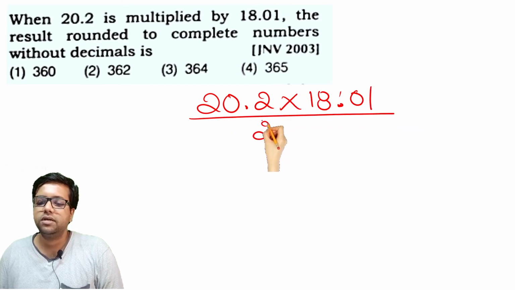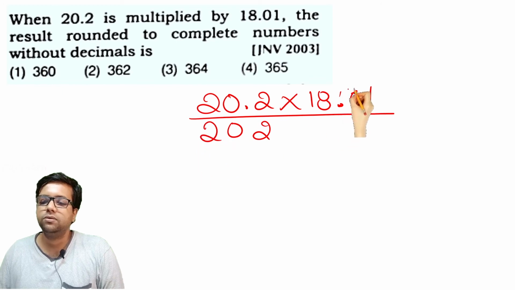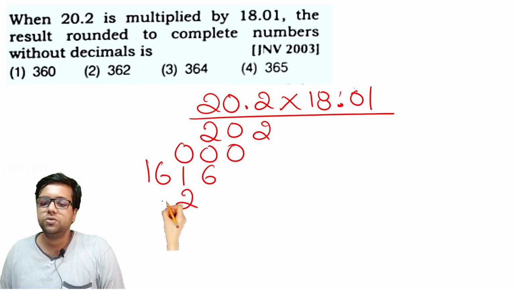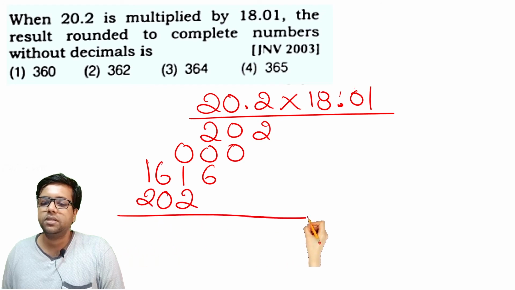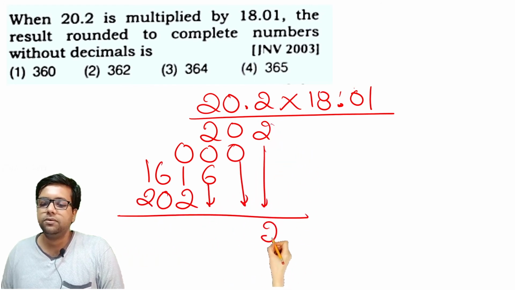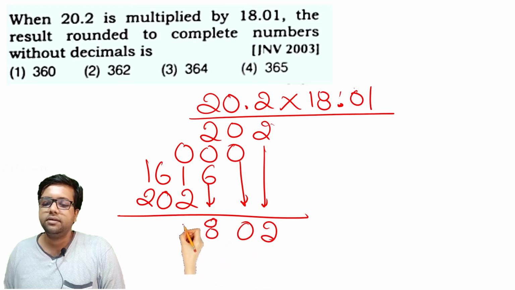So 1 2 is 2, 1 0 is 0, 1 2 is 2, 0 2 is 0, 0 0 is 0, 0 2 is 0, 8 2 is 16, 8 0 is 0, 1 2 is 2, 1 0 is 0, 1 2 is 2. Now add all of them very diligently. 2 0 8 3 6 3.